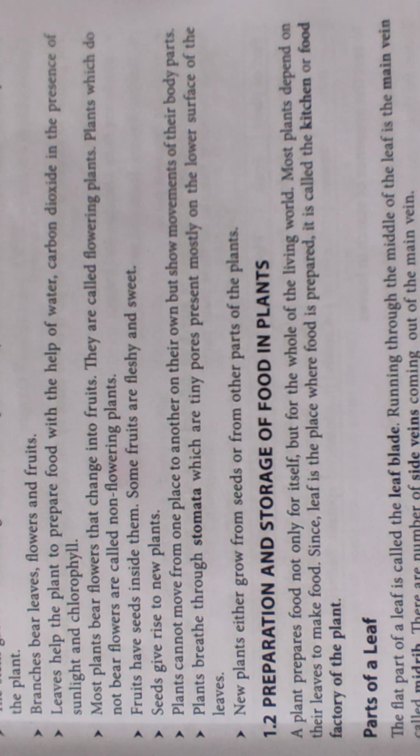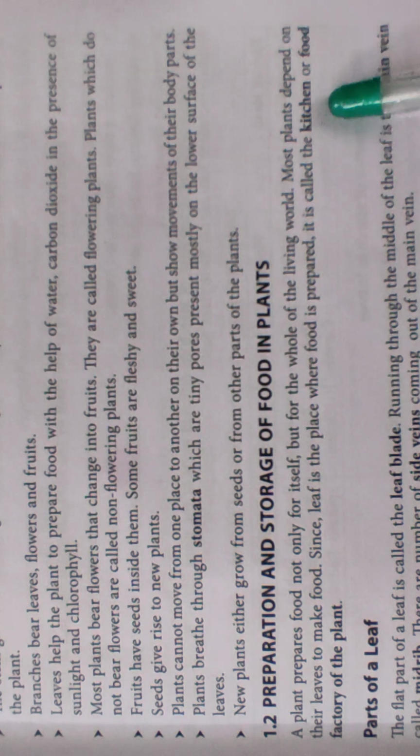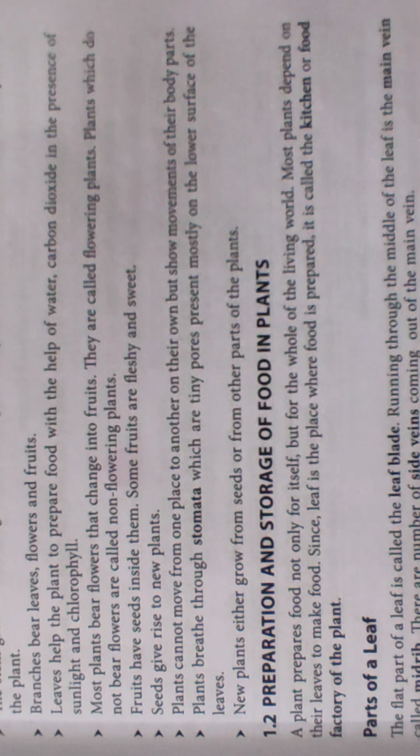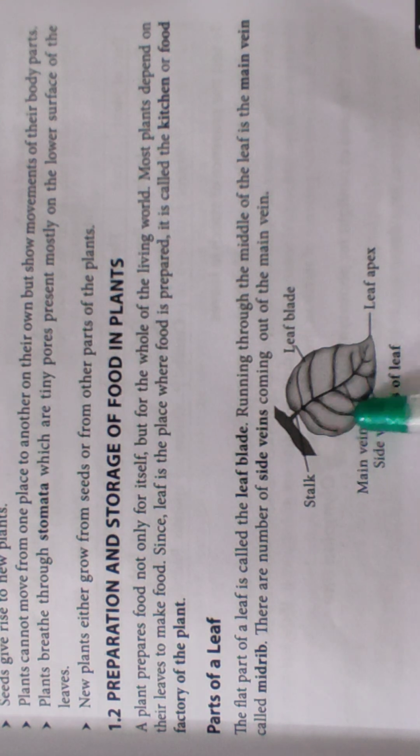So why is the leaf called the kitchen or the food factory of the plant? Because most plants make food in the leaf only. So that's why it is called the kitchen or food factory of the plant. Got it? Now we will see the parts of the plants. So what are the different parts of the plant?